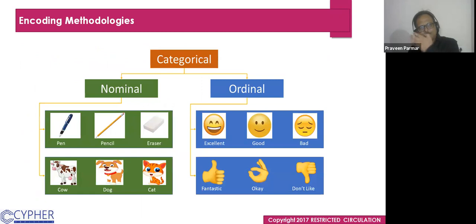Then here I have explained a few things with this picture. For the nominal, pen, pencil, and eraser, you could put any order. You could put pencil first and the pen later and the eraser, whatever. The cow, dog, cat, there is no order. But here, excellent, good, and bad, there is an order. Otherwise, bad, good, excellent, or excellent, good, bad. But good, excellent, bad will not be right. The order may be descending or ascending, like that. Like in the second picture also, fantastic, okay, and don't like. So this is the order, ordinal, basically.